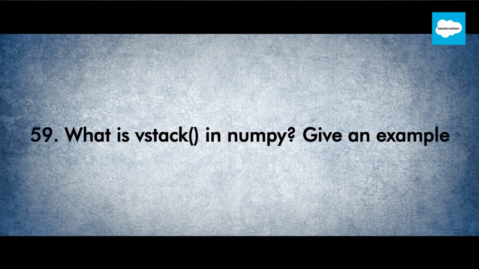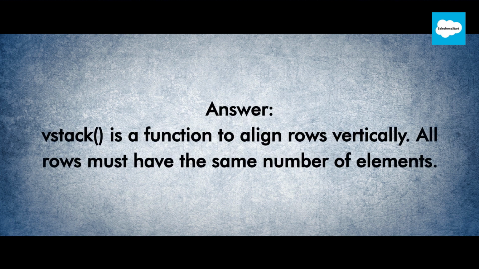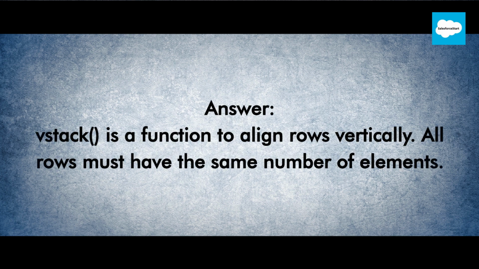59. What is vstack in numpy? Give an example. Answer. vstack is a function to align rows vertically. All rows must have the same number of elements.